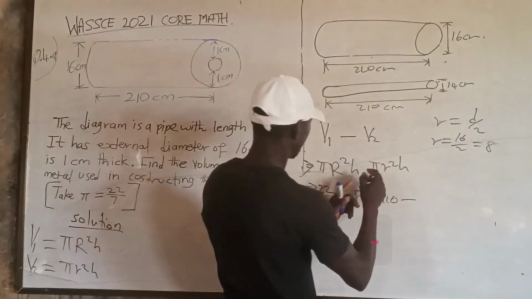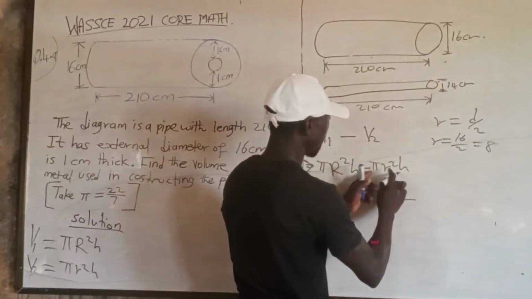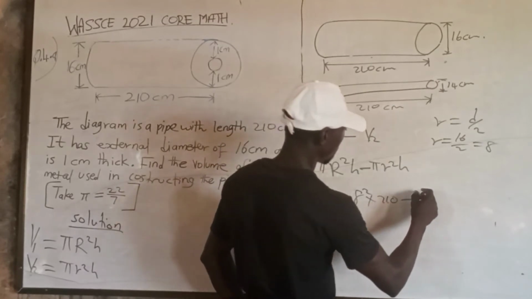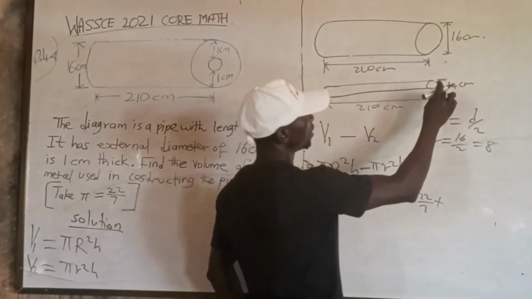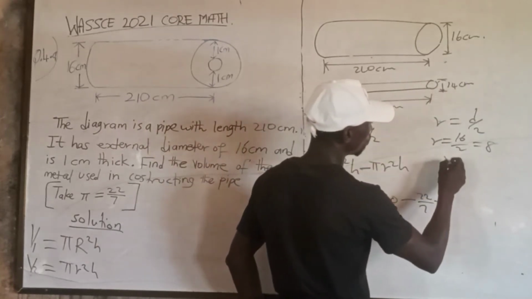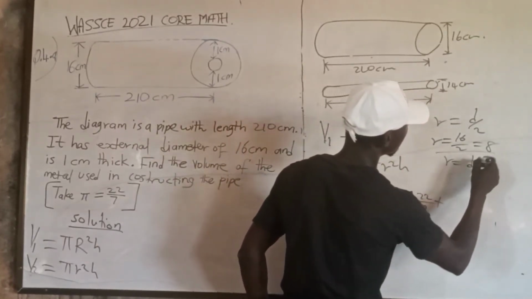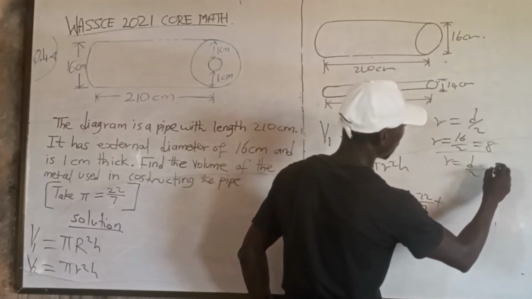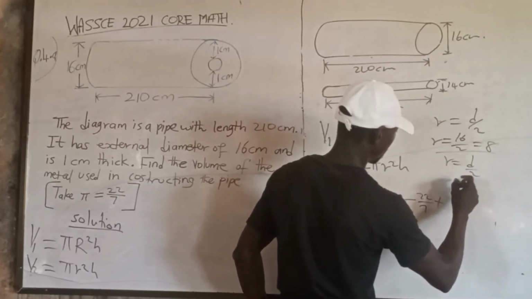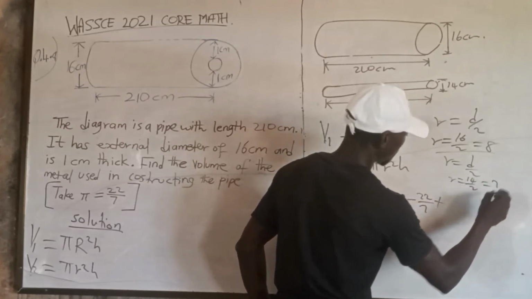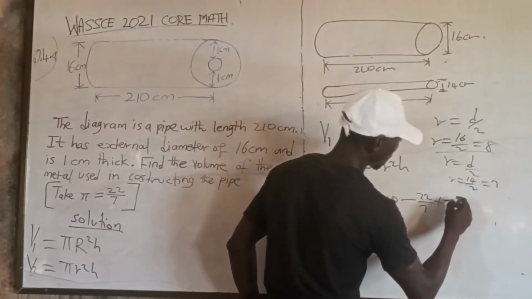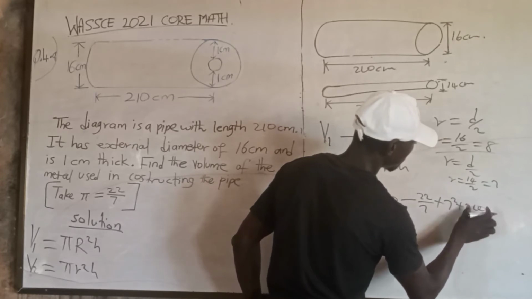minus this, so this will give us 22/7 times d here is 14, so r equals d/2. Therefore, we have r equals 14/2, which is equal to 7. So times 7 squared times 210.